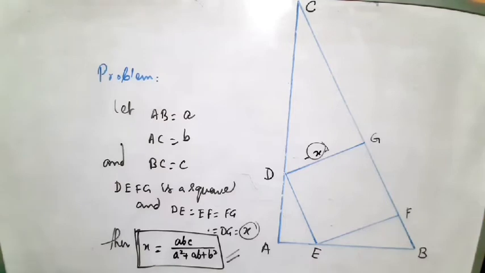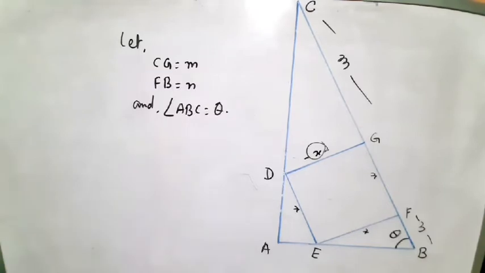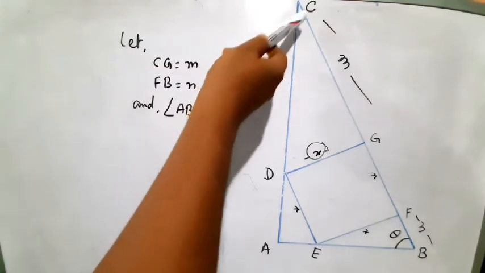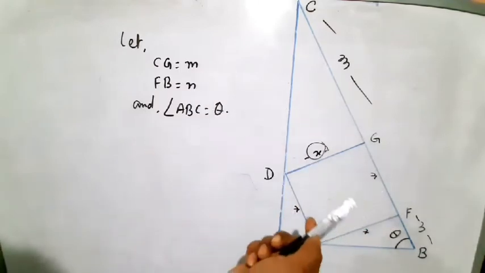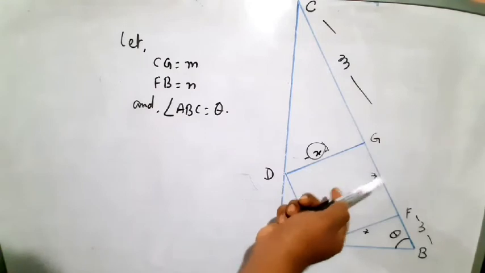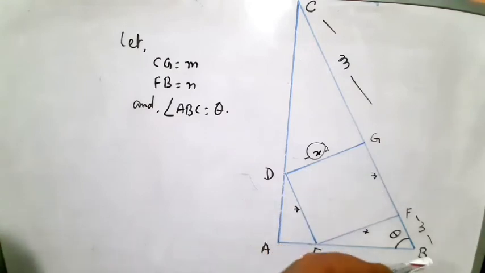At first we have to discuss how to derive this formula, and then we will explain a very interesting example. Okay, let CG equal m. We have already taken the value of GF as x, and let FB equal n, and the angle ABC equals theta. Then what happens?